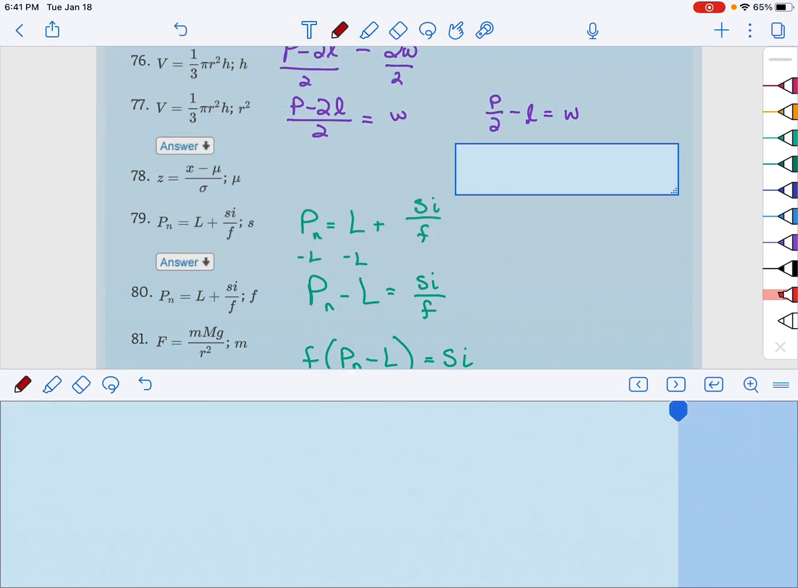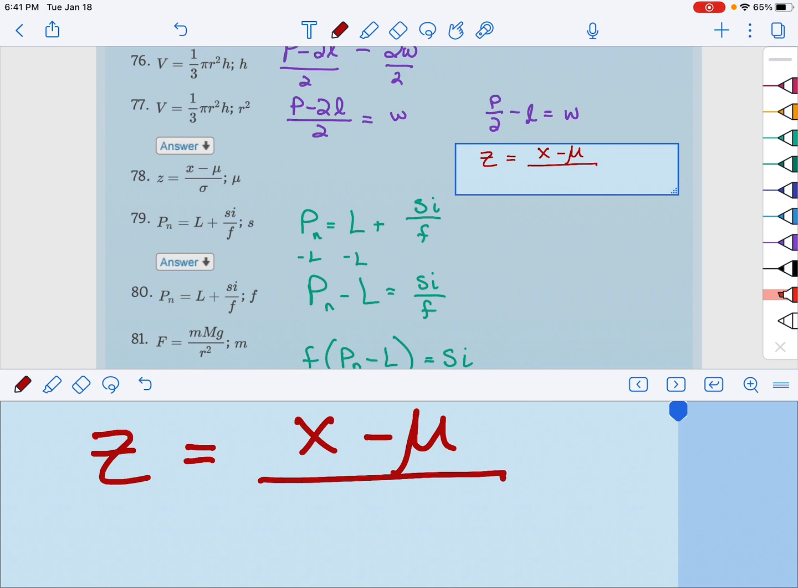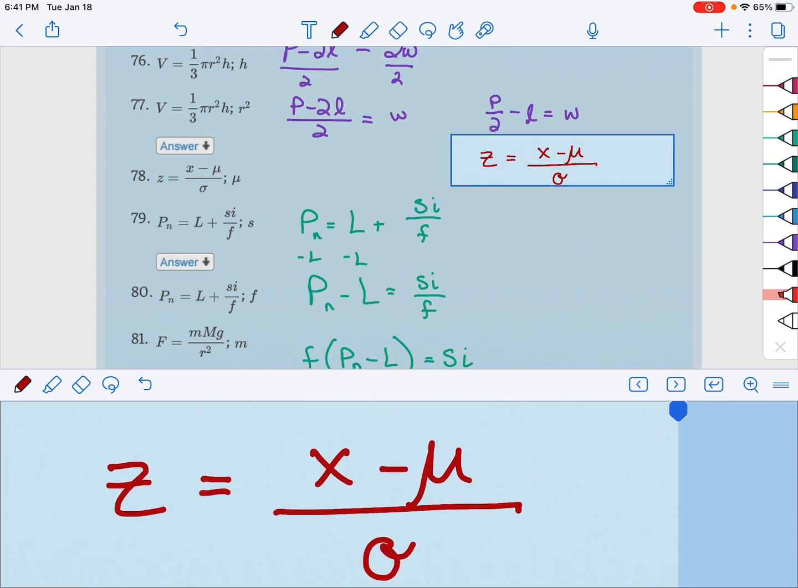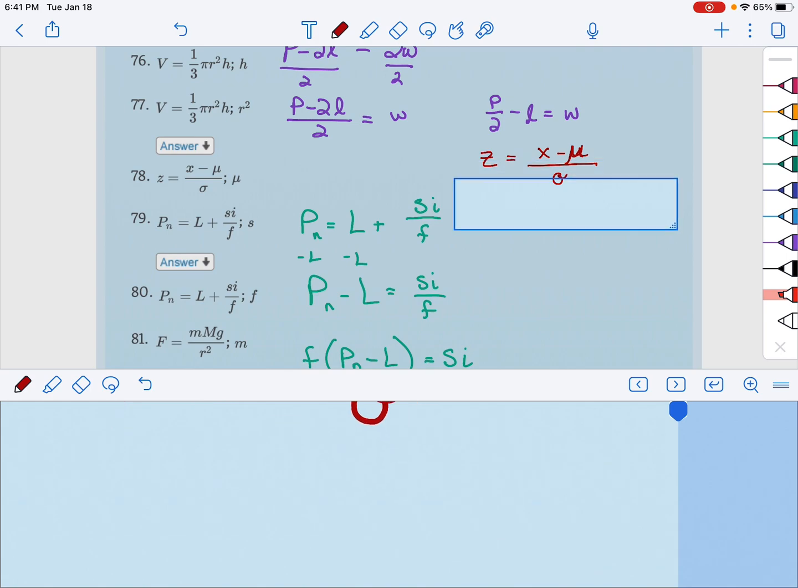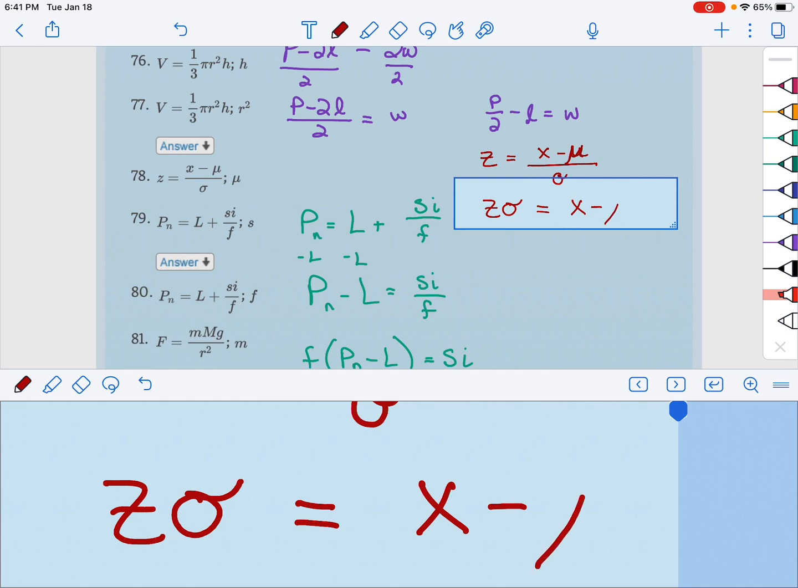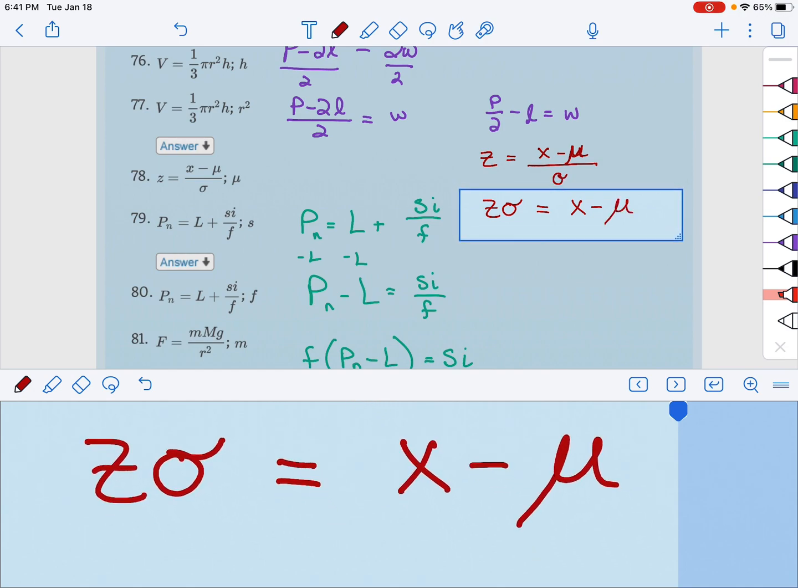All right, so Z equals X minus, this is called mu, over, and then this is a lowercase sigma. And honestly, this is probably Z as in zeta, but we're going to go with just Z. We're trying to get mu by itself. Let's see. Mu is being subtracted from X and then divided by sigma. So I'm going to start by multiplying by sigma to get it to the other side. And now notice the X is actually the positive one, so I need to subtract it.